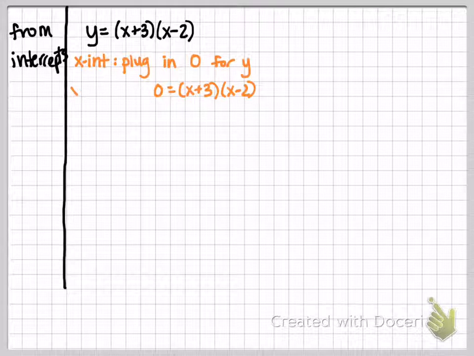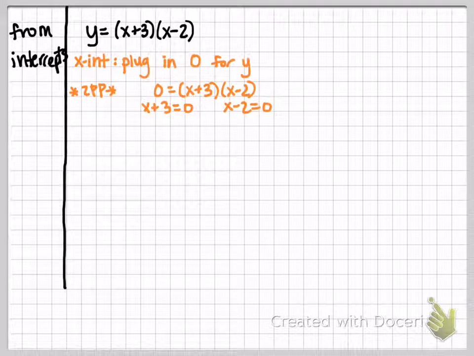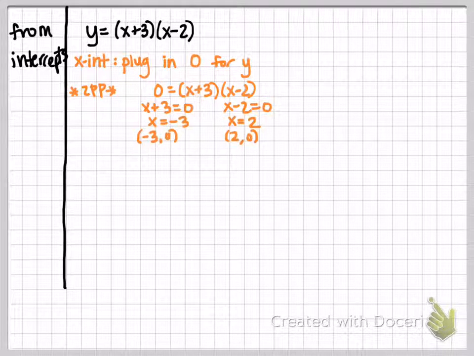Okay? Now this should look familiar from the last target. We're going to use the zero product property, okay, the ZPP. And so what you do is you take your two factors, x plus 3, set that equal to 0, and x minus 2 and set that equal to 0. Okay, and then we solve both of those. So we're going to subtract 3, we get x equals -3, we add 2, we get x equals 2, and then we write those as an ordered pair because those are our intercepts. All right? So we found our x-intercepts. That's going to be 2 points that we put on our graph.